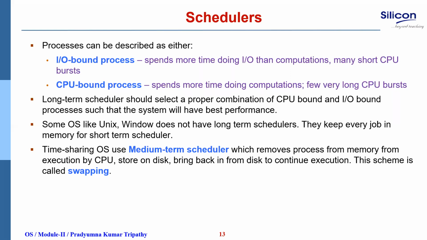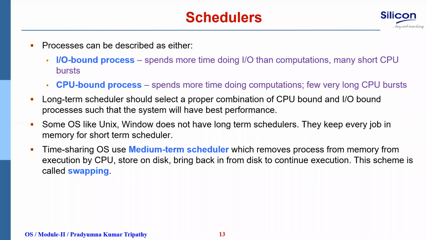Right? So among these three kinds of schedulers, most of the time the scheduler that is working is the short-term scheduler, very frequently. The medium-term scheduler will only come into work when a process goes to the disk and from disk back to memory. It is not necessary that every process will go to the disk and we have to bring it back to memory.